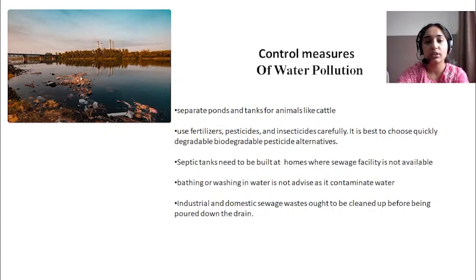So these are the controllable measures of water pollution. One should follow these measures strictly to control pollution. Otherwise, in the coming days or years, the coming generation may suffer major consequences of this.